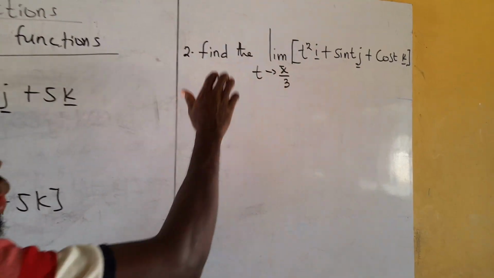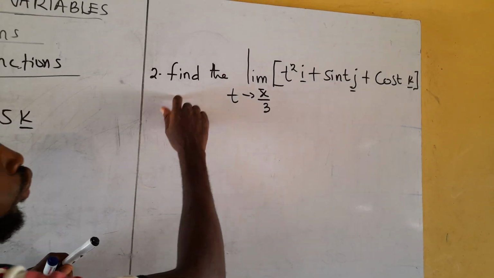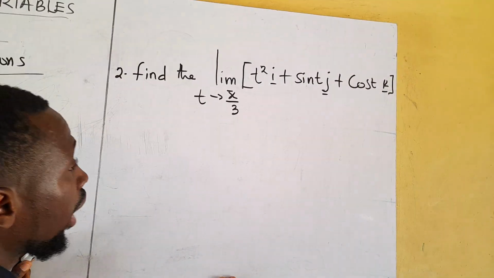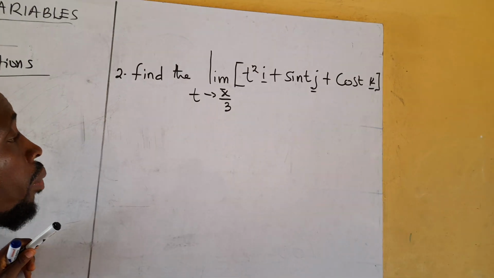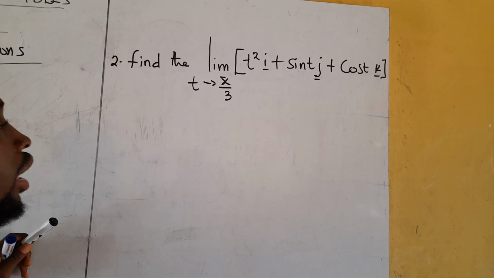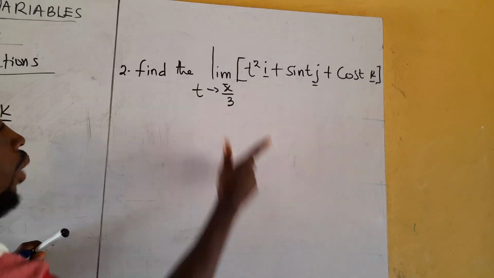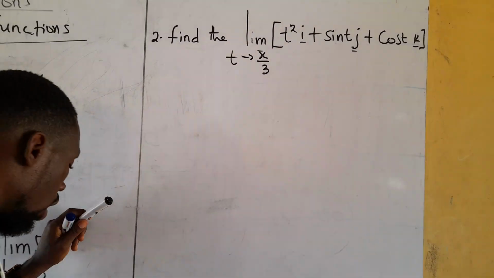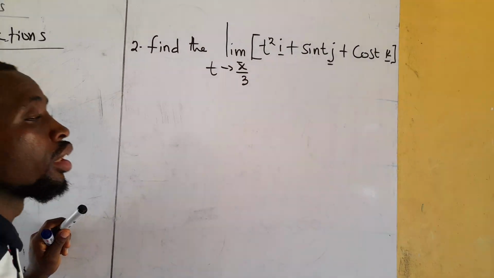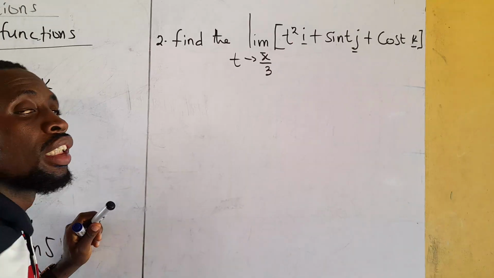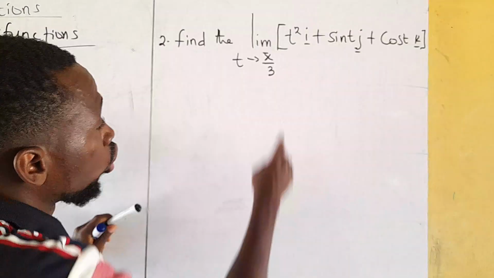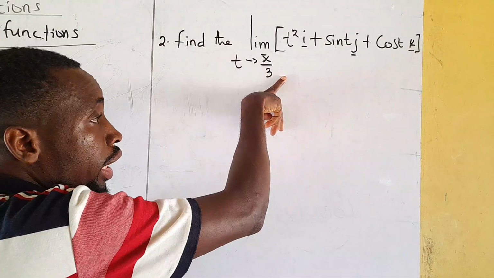Now we look at the second example. You can pause the video and try solving. We should find the limit of t squared i plus sine t j plus cos t in the direction of k as t approaches pi over 3. Remember, pi in radians, in degrees is just 180. So 180 divided by 3 is 60 in degrees.